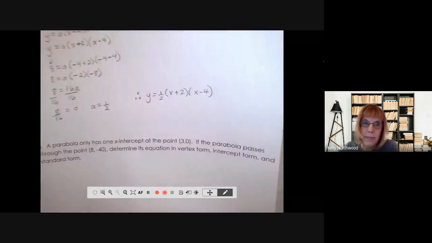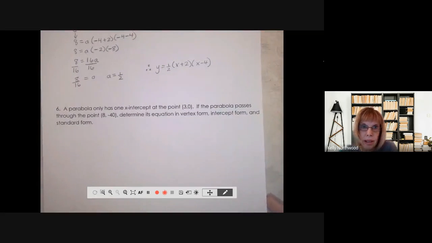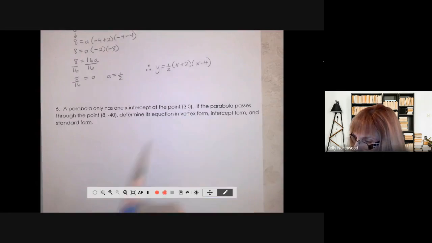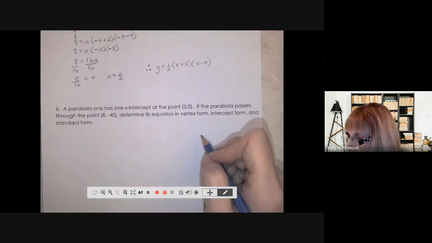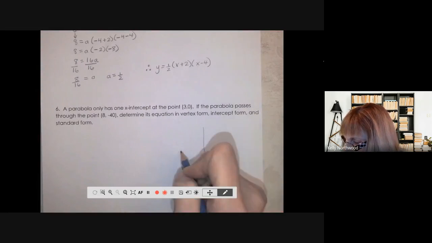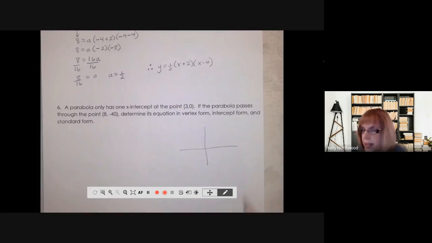Our last example, a parabola has only one x-intercept at the point 3, 0. If the parabola passes through the point 8, negative 40, determine its equation in vertex form, intercept form, and standard form. So, I'm going to do a little sketch here.